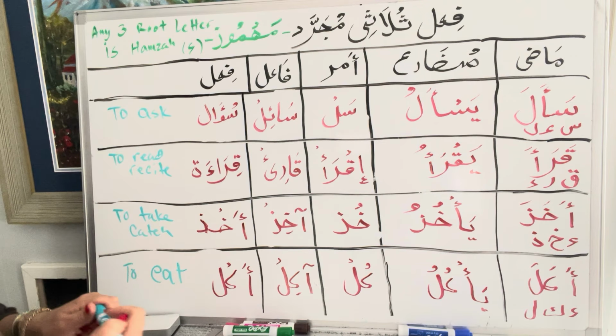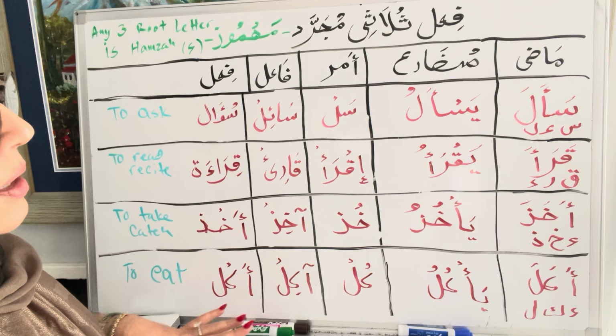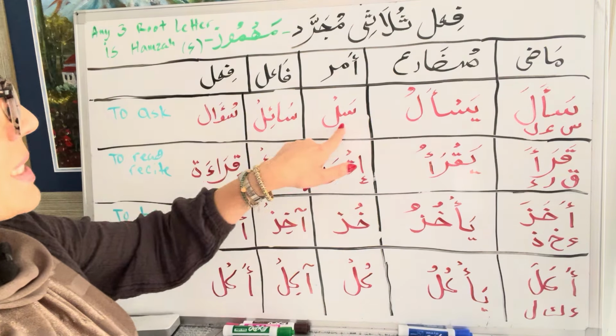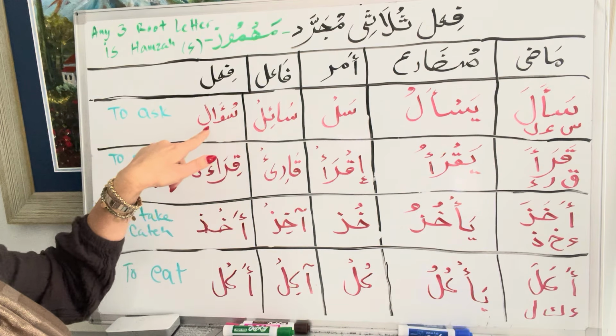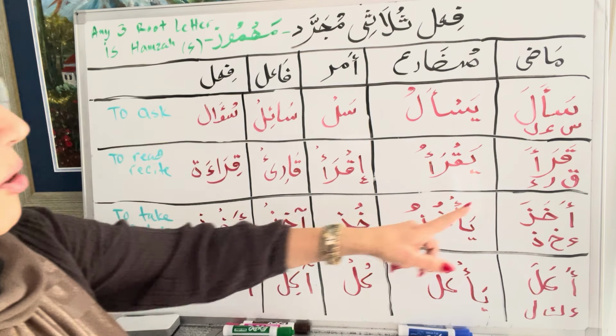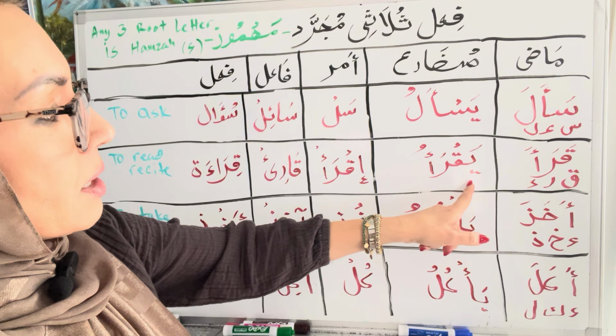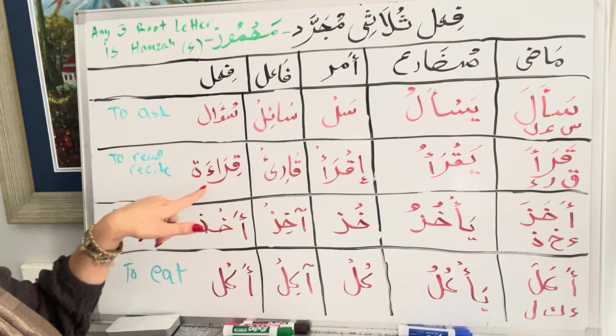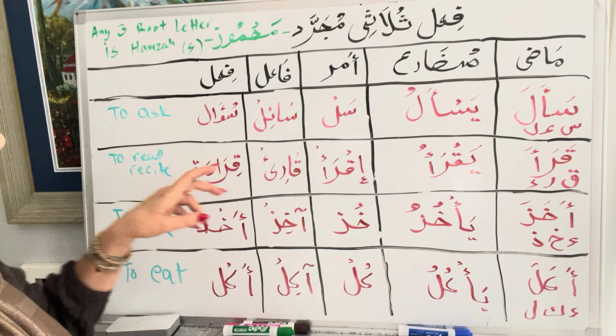To eat. All right. Review again. Sa'ala, yas'alu, sal, sa'il, su'al, meaning to ask. Qara'a, yaqra'u, iqra, qari', qira'a, to recite, to read.